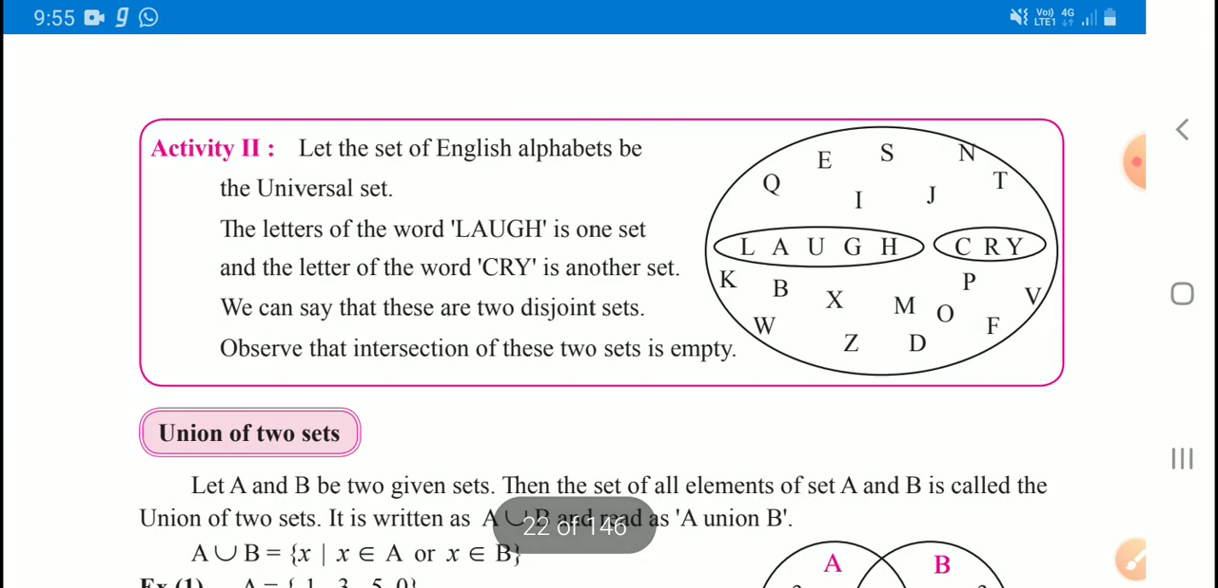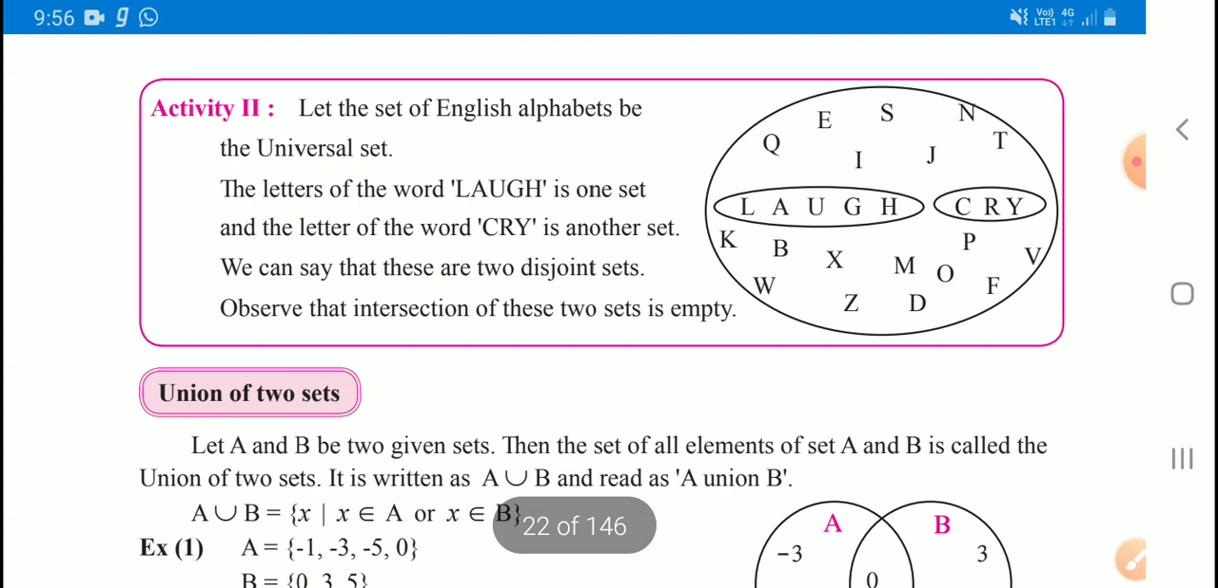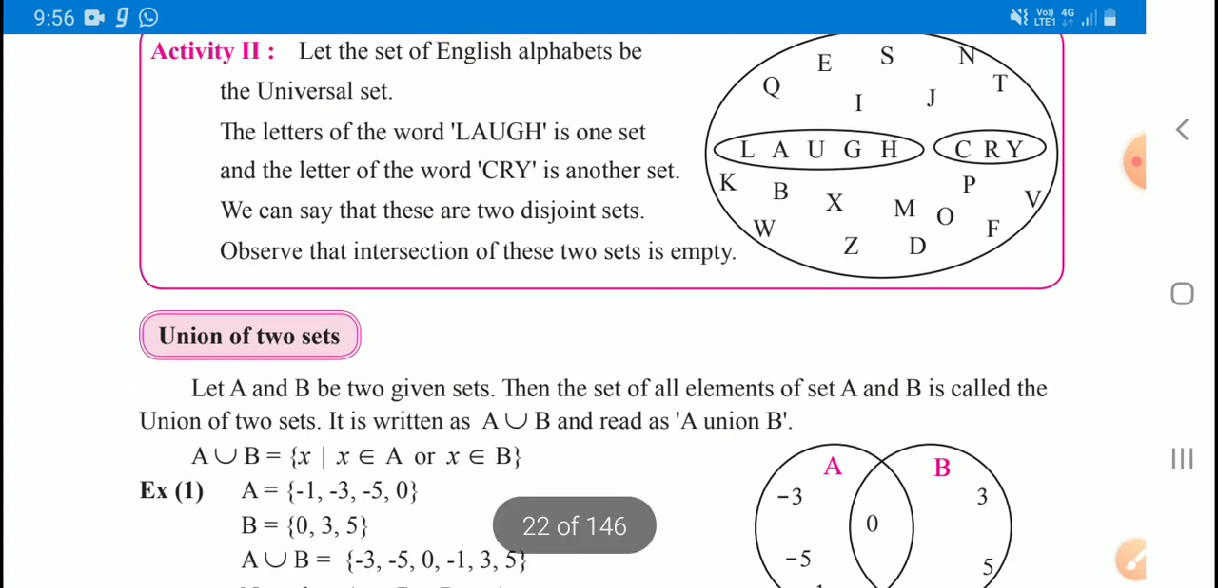Now, next point, they have given one activity. Let the set of English alphabet be the universal set, means A to Z. Let the letters of the word laugh be one set and the letters of the word cry be another set. We can say that these are two disjoint sets because no element is common between those sets. Okay, do you understand this? What is meant by disjoint sets? If no element is common in both the sets, then those sets are disjoint sets of each other.